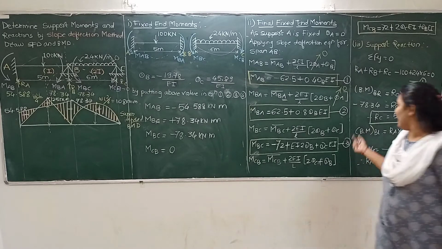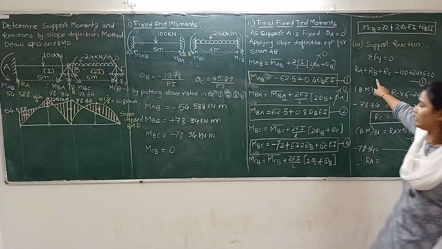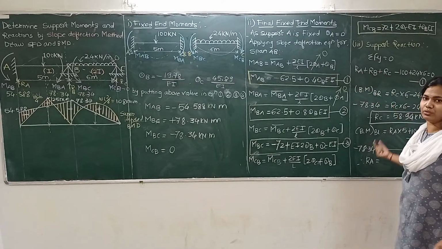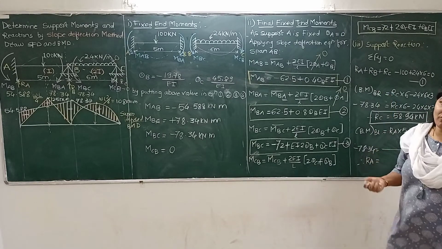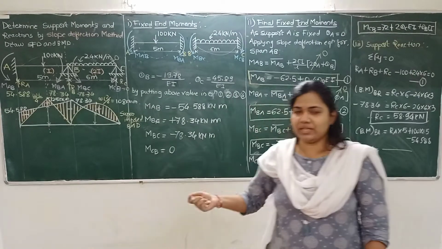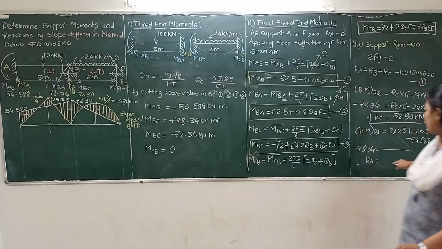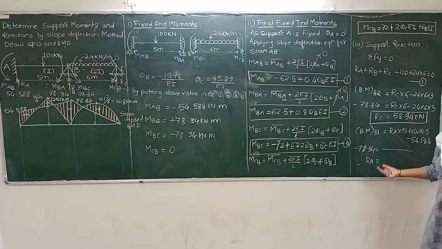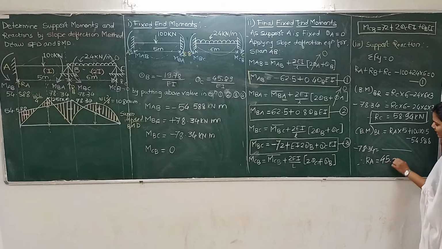So after getting RA, you can put it in equation number 1, which is the support reaction summation of Fy equation. So RA and RC, you will find out from this bending moment equation. After getting the support reactions, it's very simple to draw the shear force diagram. From this equation you will get RA as 45.25. When you solve on the calculator, the RA value is 45.25 kilonewton, in the upward direction, a positive value.